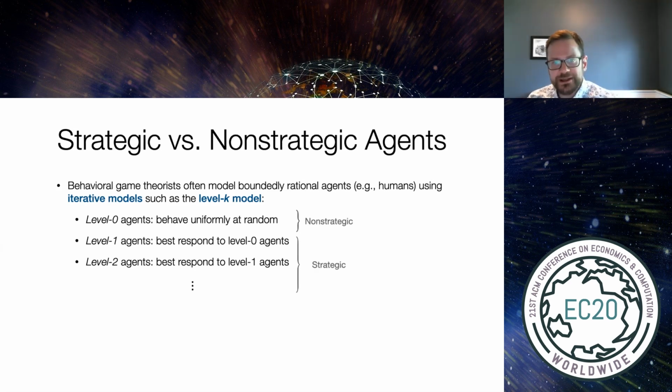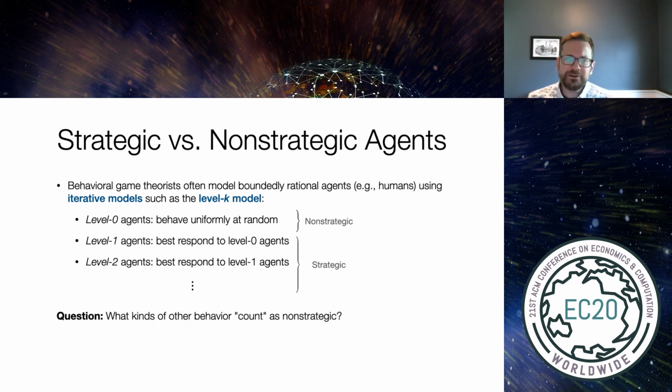But the higher level agents are strategic in a fairly precise sense, because they are forming, in fact, a probabilistic model of what the other agents are going to do. And they are, in fact, best responding to that. Although there's also variants where they'll quantile respond or sort of noisily best respond to that. And so in this specific setting, it's quite clear that we have a very sharp distinction between the strategic agents and the non-strategic agents.